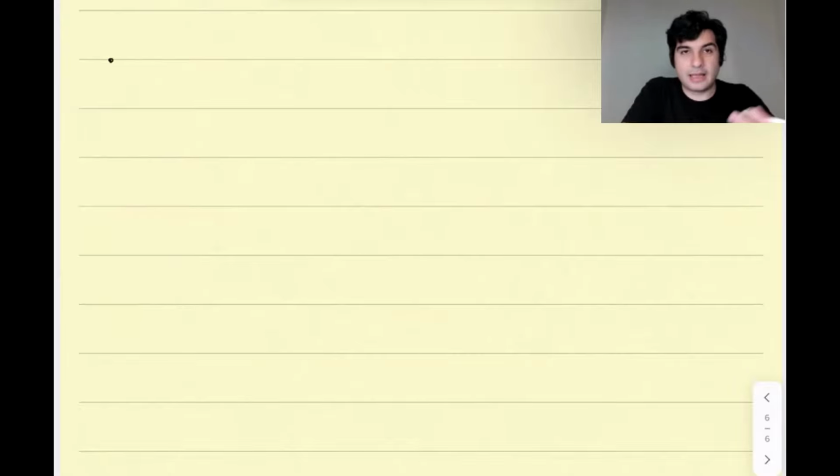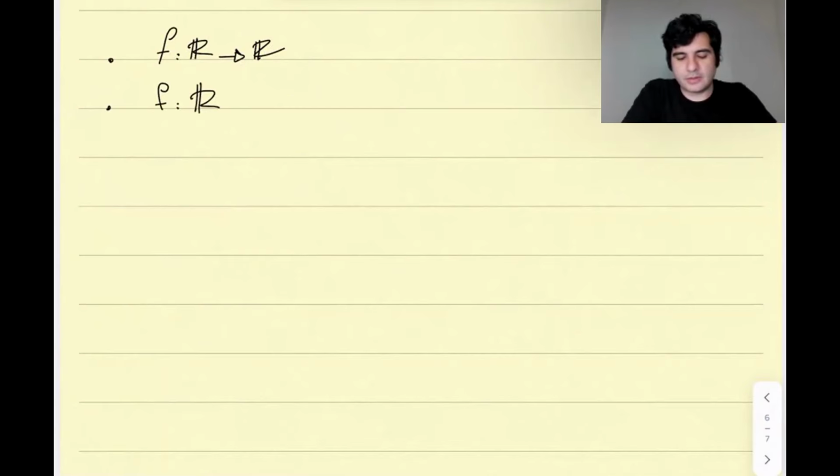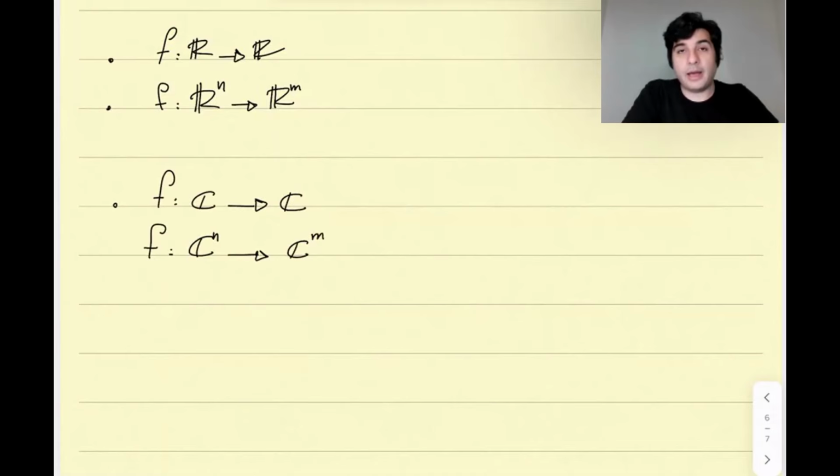Now, what's the point of this? Just like in calculus, we started studying functions from R to R, but very soon you get to study functions where the domain and target are not one-dimensional but higher dimensional. You get to study functions from, say, Rn to Rm, for instance from R2 to R3. The same thing happens here. We started with the study of functions, mainly holomorphic functions, from C to C. Now it's natural to extend our discussion to functions from C^n to some C^m, so in higher dimensions.